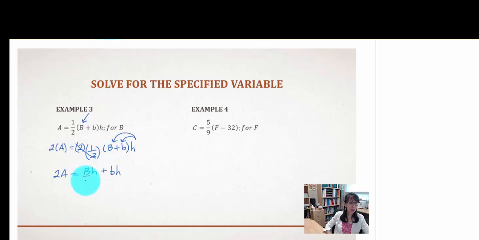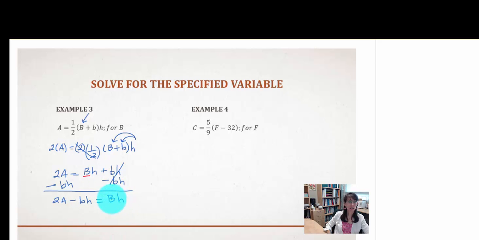So what it looks like we need to do is undo any operations happening to capital B. That would be multiplication of h has to be undone, and addition of bh needs to be undone. So I'll start by subtracting bh from each side. That leaves me 2a minus bh. Those are not like terms, so I can't actually subtract them. I can only write down that expression of subtraction equals capital BH.